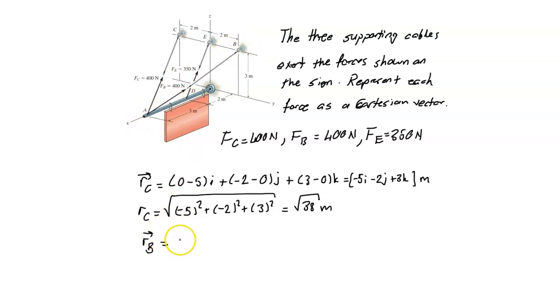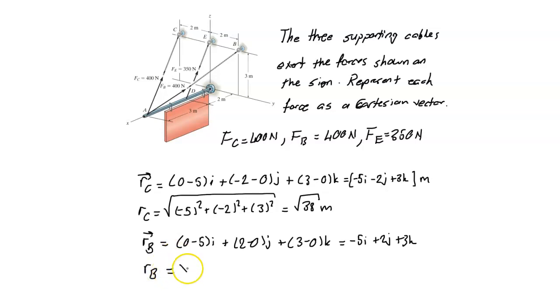So we repeat the same operation for RB, which is cable AB. For vector RB we have 0 minus 5i plus 2 minus 0j plus 3 minus 0k, which will be minus 5i plus 2j plus 3k. And the magnitude will be the square root of minus 5 squared plus 2 squared plus 3 squared, and that is also equal to square root of 38 meters. You may notice that there is a perfect symmetry around the x-axis.